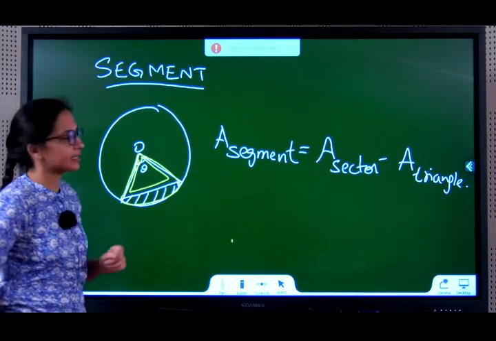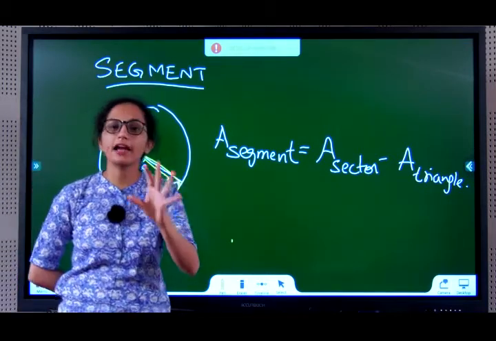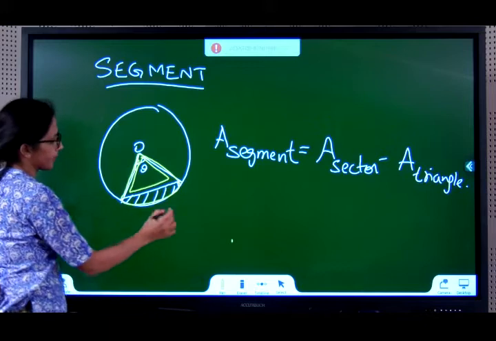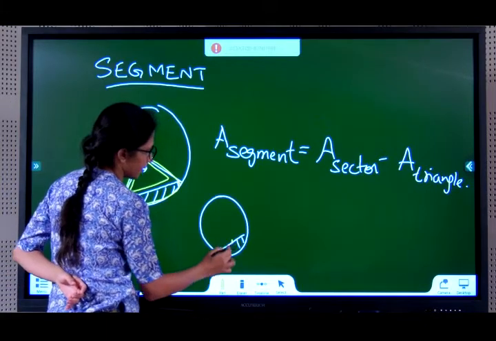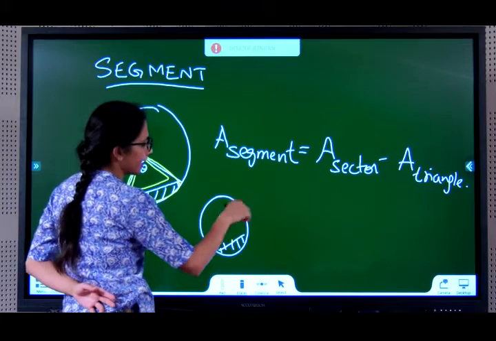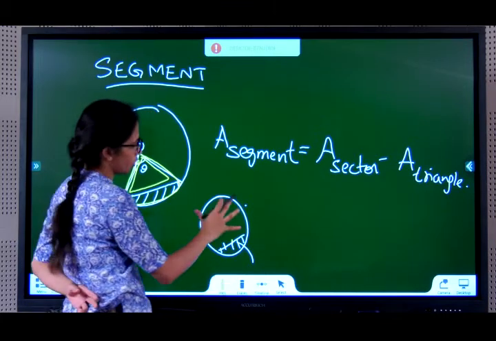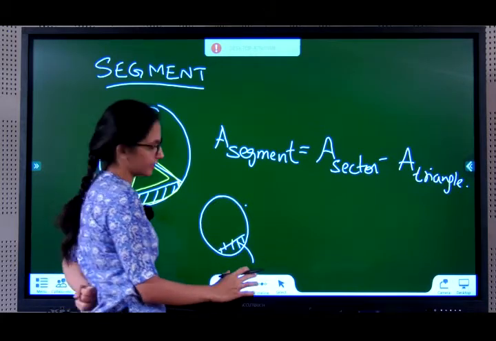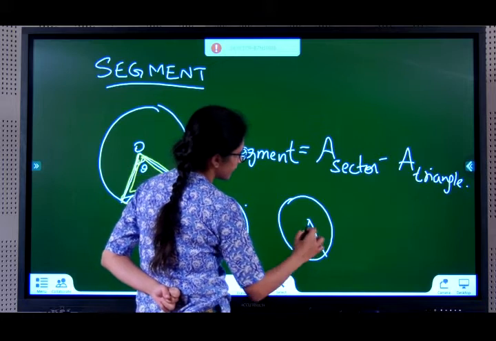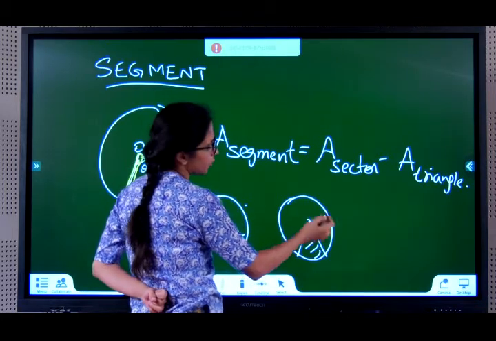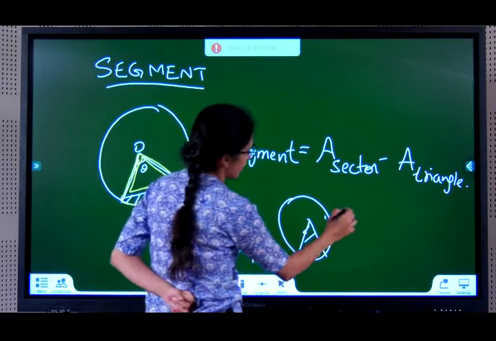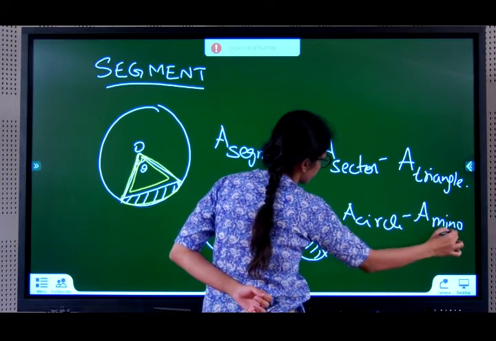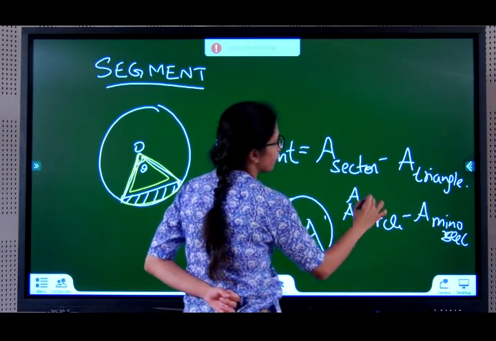The other thing you need to understand here is that when I am telling segment and sector, I am referring to minor. If you want major, no problem, you know the minor segment. So area of major segment will be what? Pi r square minus area of minor segment. Similarly with sector, this is minor sector, this is major sector. So area of major sector will be what? Area of circle minus area of minor sector. This is area of major sector.